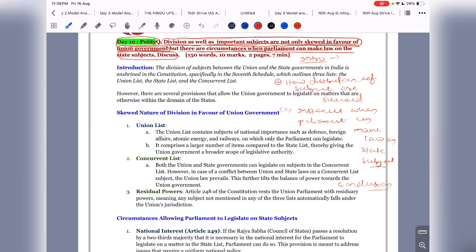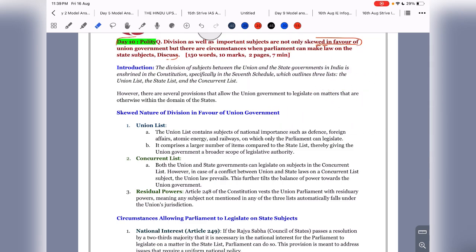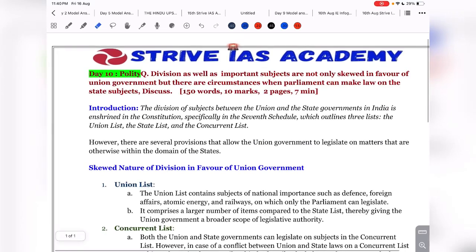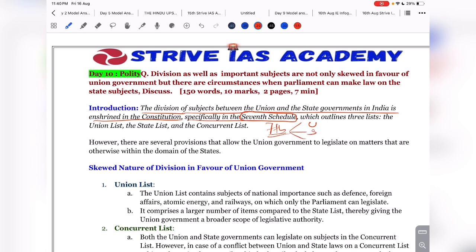First you need to give a good introduction, because the introduction catches the attention of the evaluator. The division of subjects between the union and state governments in India is enshrined in the constitution, specifically in the 7th Schedule. So this is important. The 7th Schedule contains the division of subjects into the union list, state list and concurrent list, which outline 3 lists. They are the union list, state list and concurrent list.